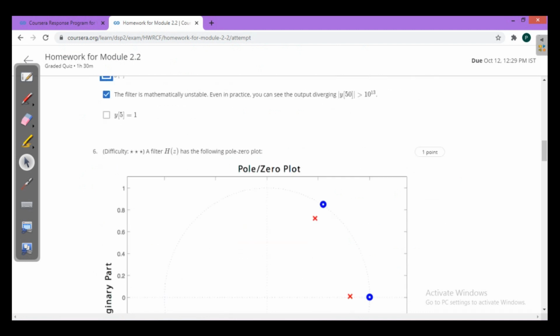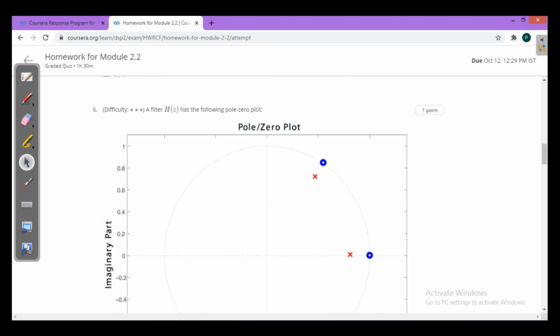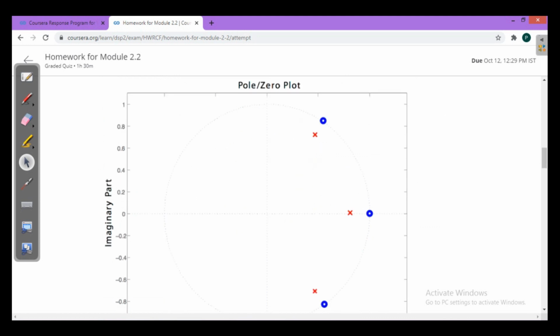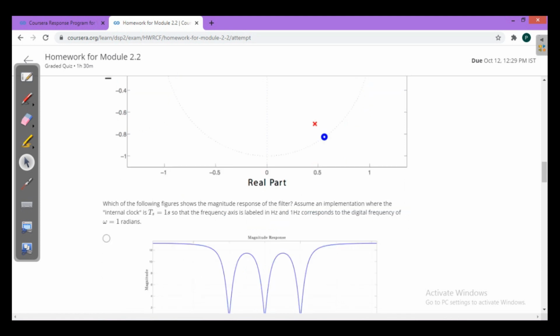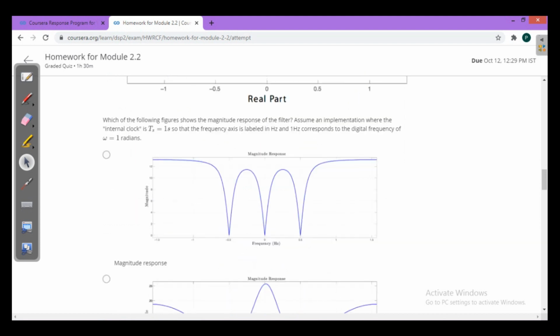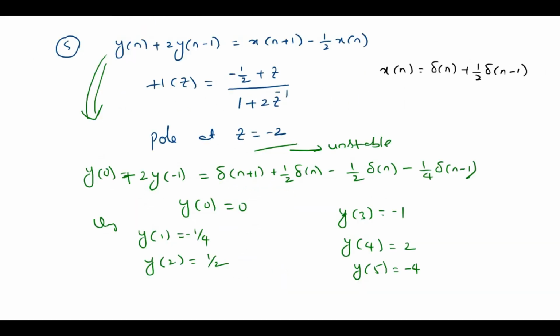Now, a filter H(z) has the following pole zero plot, having the 3 zeros and the 3 poles. Which of the following figures shows the magnitude response of the filter? Assume an implementation where the internal clock is Ts = 1 second. So the frequency axis is labeled in Hz, and 1 Hz corresponds to the digital frequency omega = 1 radian.